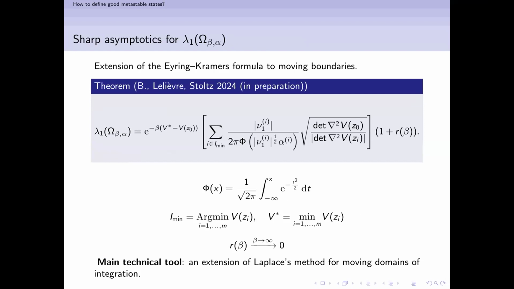And then you have this prefactor, which depends on alpha. It depends in a very simple way. Actually, you just take a CDF of the negative eigenvalue of the Hessian. So this really is the fundamental frequency, the square root of the imaginary frequency times alpha.